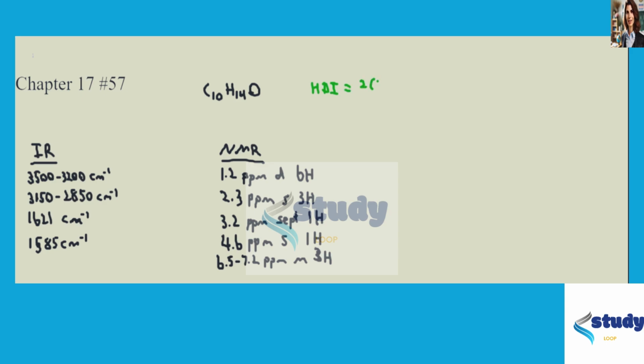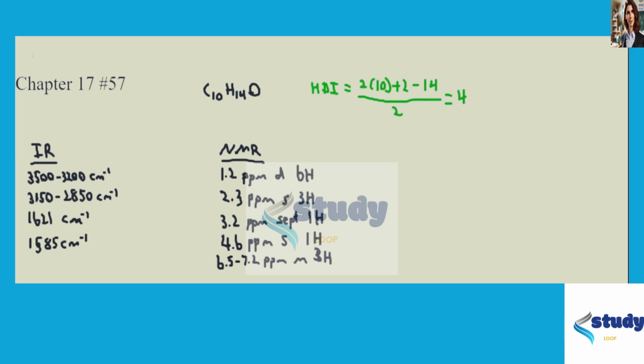So I'm going to start with an HDI, as always, when we're given a formula and asked to find a structure. So it's going to be 2 times the number of carbons, which is 10, plus 2, minus the number of hydrogens, which is 14. All of that is over 2. So 8 over 2 is 4. So we probably have an aromatic ring here.